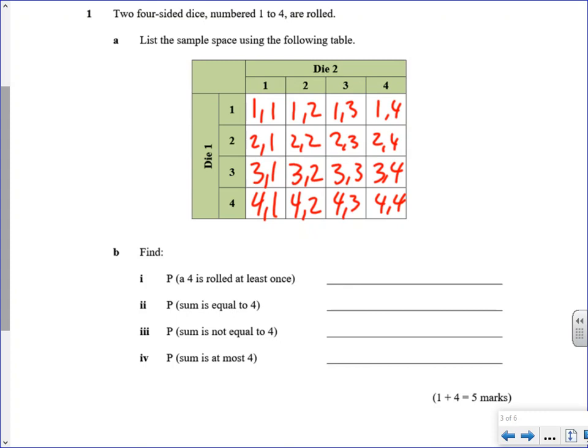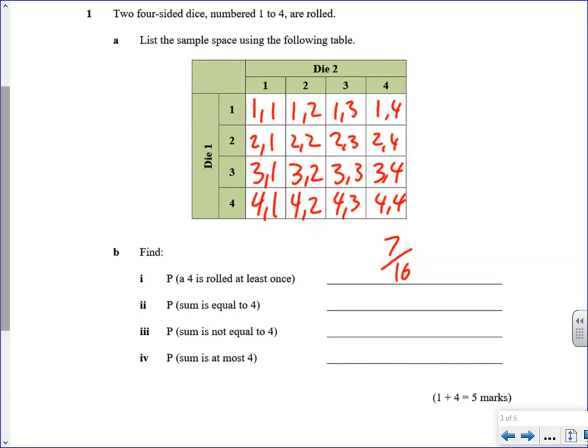Now we want to find the probability that 4 is rolled at least once. We'll just look at the table really quickly. We see that there's 16 outcomes, so we know that the answer is going to be over 16. And 4 is rolled at least once, meaning that it can also be rolled twice. When it's saying at least once, it means it can't be less than that. So we have the 4 along the bottom, and then the 4 along the right. Make sure you don't double count the 4, 4. So it's going to be 7 over 16.